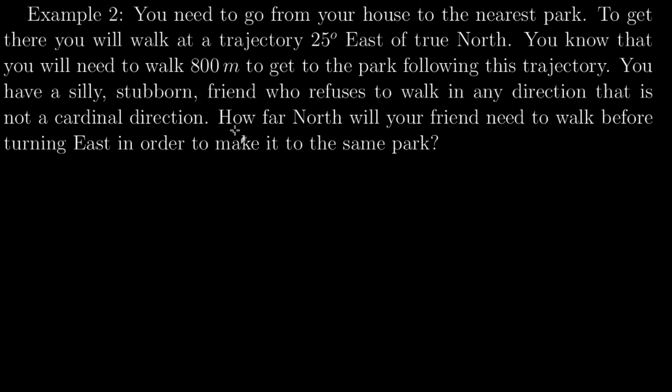Okay, next problem. You need to go from your house to the nearest park. So here's your house. To get there, you walk at a 25 degree trajectory east of due north. So let me make your house smaller, and the park's over here. So basically what's happening is this. We have our standard cardinal directions. We have north, east, south, and west. And so you know that to get from your house to the park, you're going to travel a little bit east of due north.